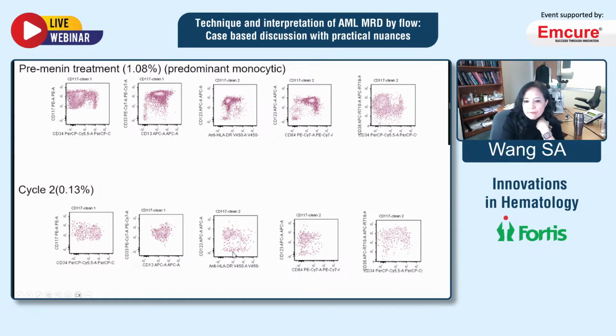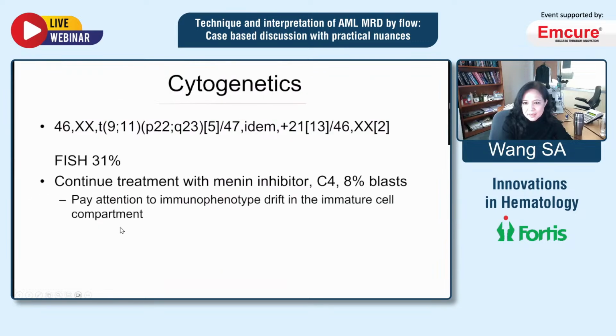Right. So from these immature cells, we know this patient still has residual disease. However, the question is how many residual blasts, residual leukemia, the patient has. It's 0.13%. In this case, we actually did a FISH. We showed 31% of cells still have this KMT2A. That's understandable because of menin-induced differentiation, right? So they are mature granulocytes, and you still detect the signals.